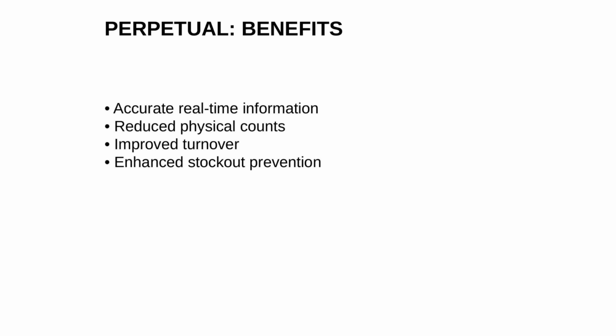Real-time information supports better replenishment decisions and fewer surprises. The need for full physical counts is reduced, though not eliminated, because the system already tracks changes continuously. Turnover can improve because replenishment becomes more accurate, and stockout prevention becomes more proactive, with alerts and reorder notifications triggered automatically.